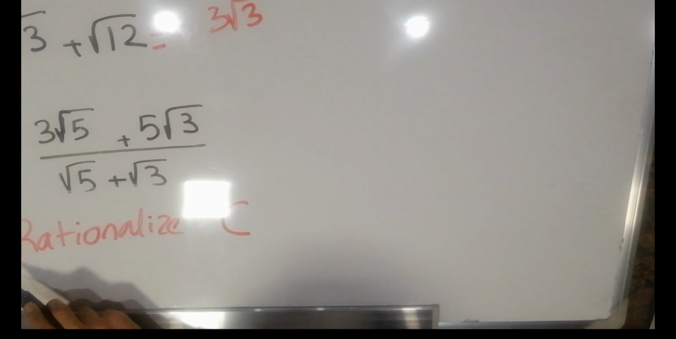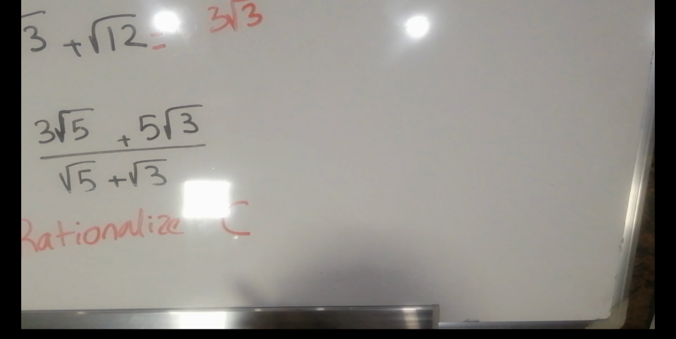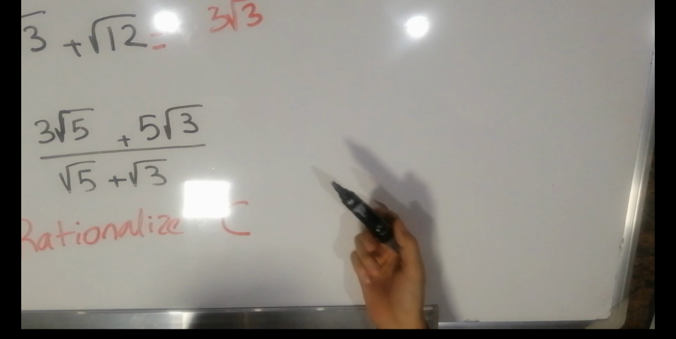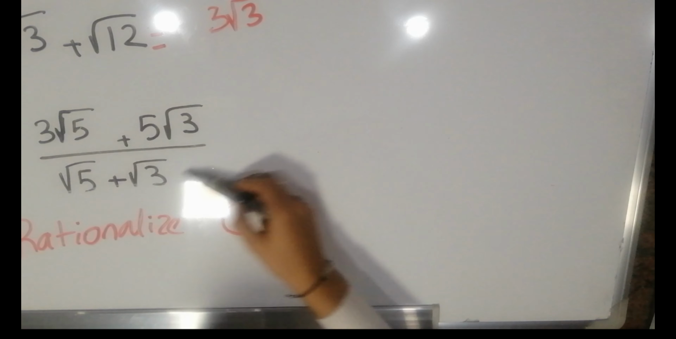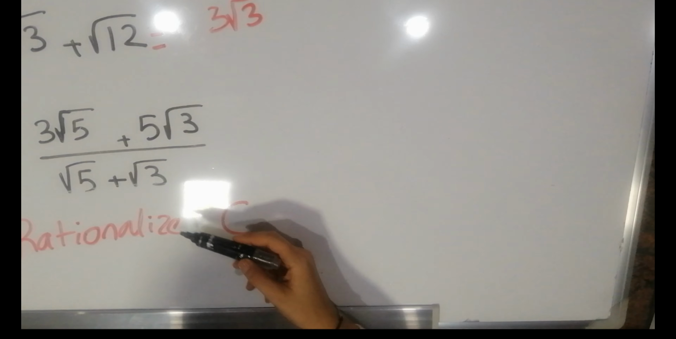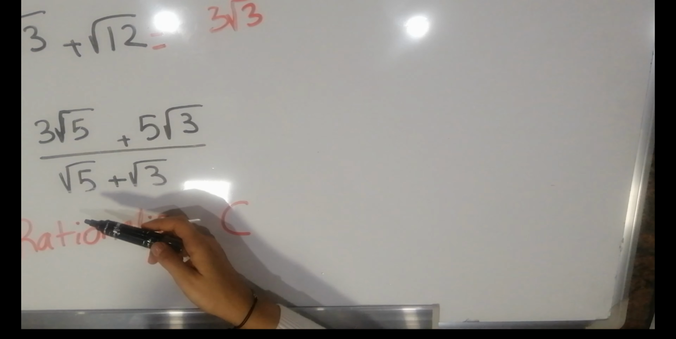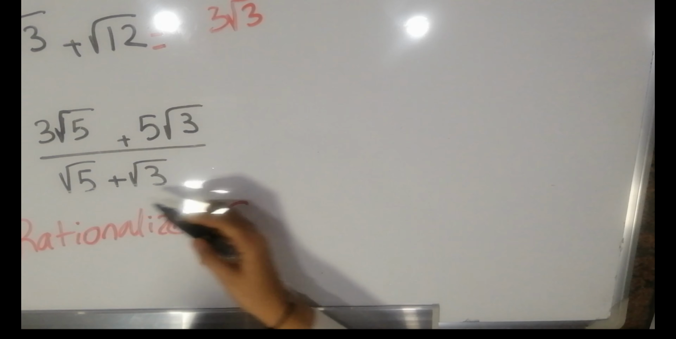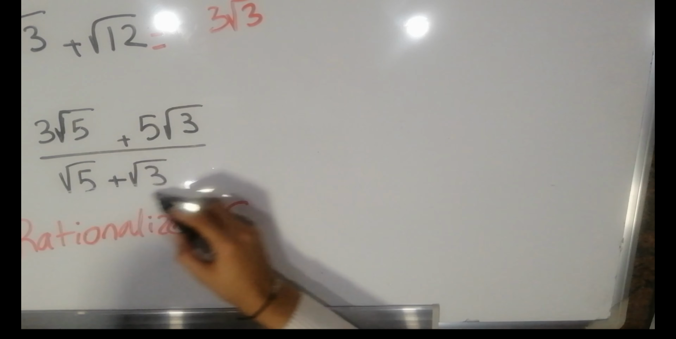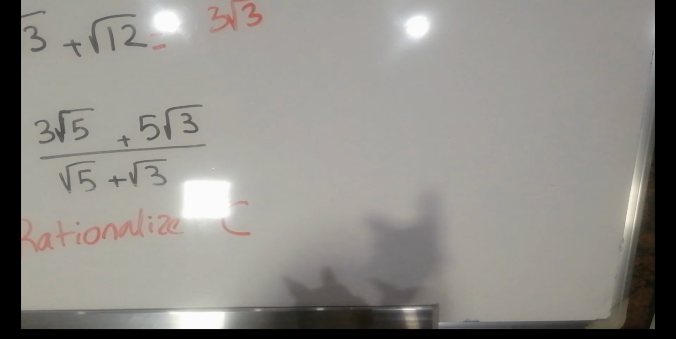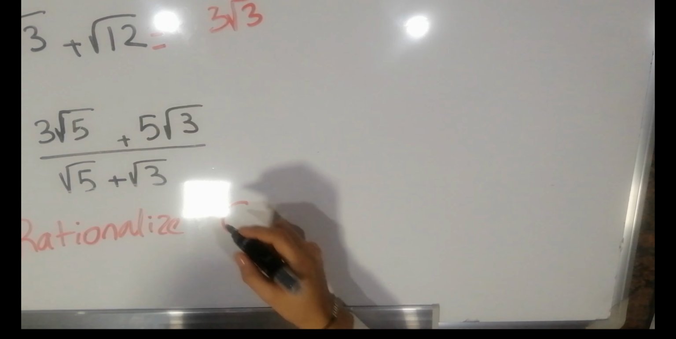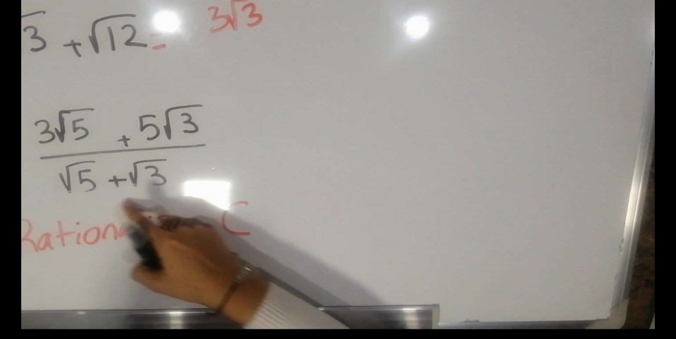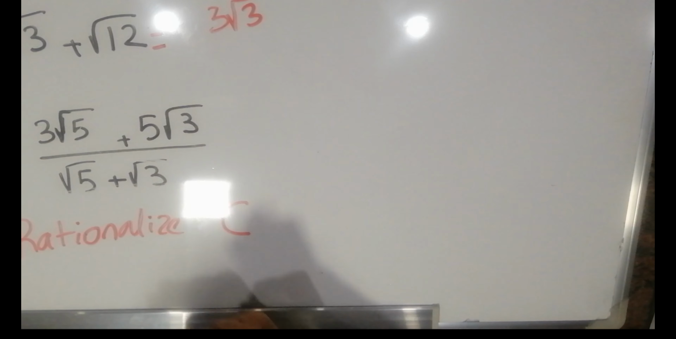Now moving on to part 3, rationalize C. So rationalize means that we should remove the radical from the denominator. In fact, it is rationalize the denominator of C. So we should remove the radical from the denominator. And how do we do that? We should multiply by the conjugate of the denominator.